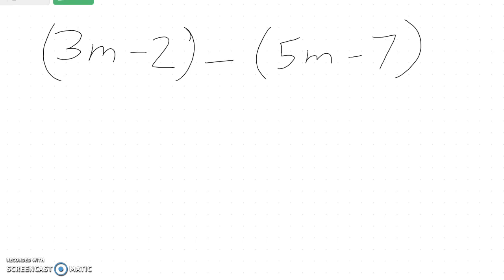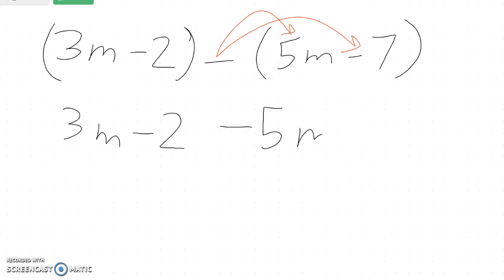We're going to start off by taking a look at a more simple situation, which is we're subtracting two algebraic quantities, 3m minus 2 minus the quantity 5m minus 7. And we remember to distribute the negative sign like this. And so the result is we get 3m minus 2 minus 5m plus 7. And then, of course, you combine like terms, etc.